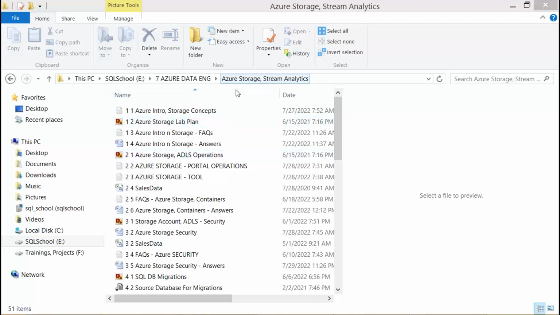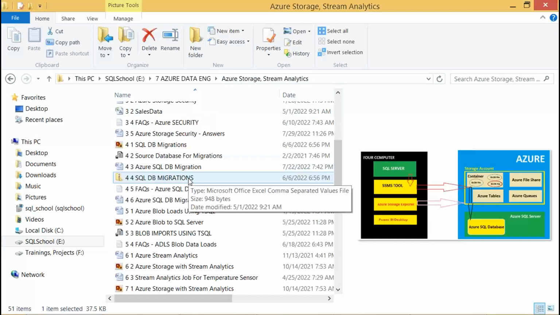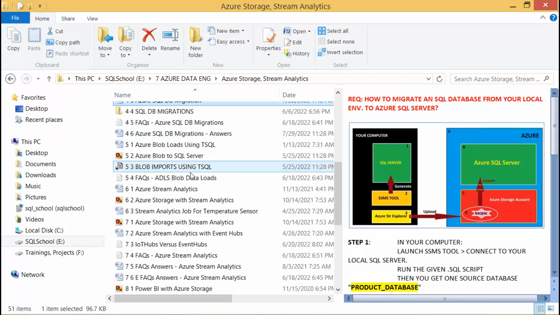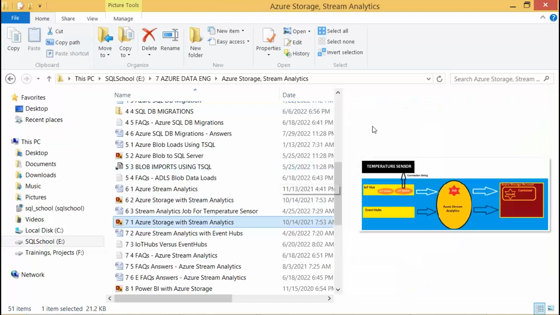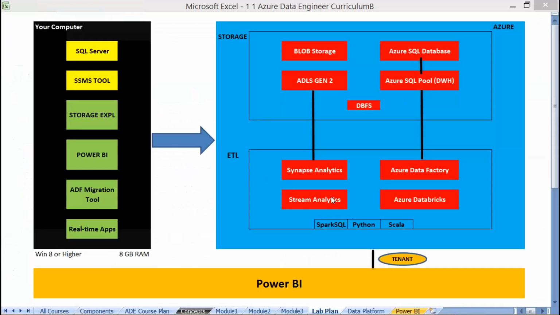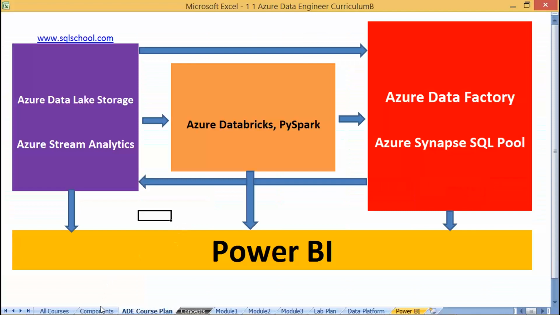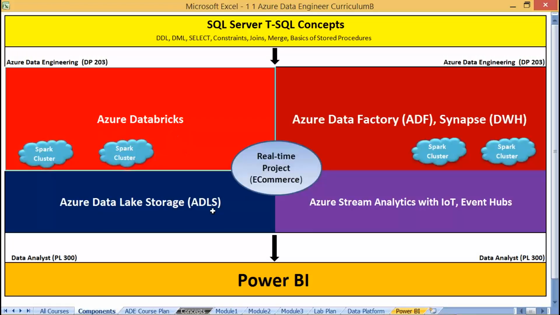And the other one, we have Azure Storage and Stream Analytic module with on-premise to Azure migrations, something called Stream Analytic jobs, and end-to-end implementation with a project work. This particular Azure Data Engineering course involves a step-by-step implementation with ETL, storage, and Spark cluster implementations.